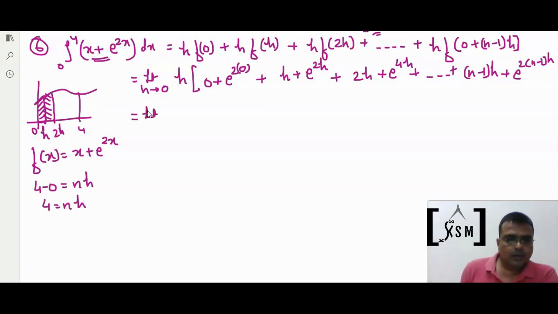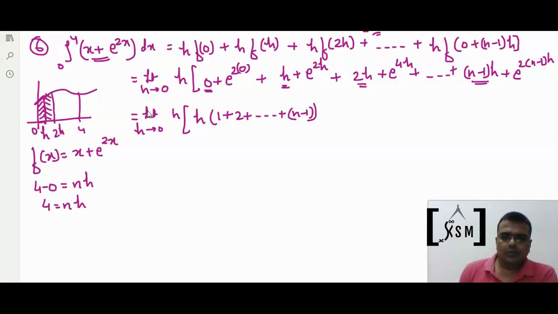So limit h tends to 0, h bracket. Now please see, we have 0 plus h plus 2h, and like that up to n minus 1 h. We will take h common from them. So with h taken common, we are left with 1 plus 2 and so on plus n minus 1. We ignored 0, no use. This is e to the power 2 times 0, which means e to the power 0, which is nothing but 1. Correct? Anything to the power 0 is 1.